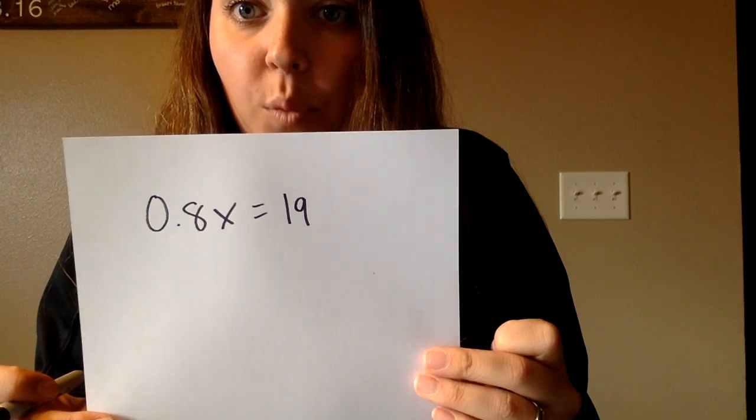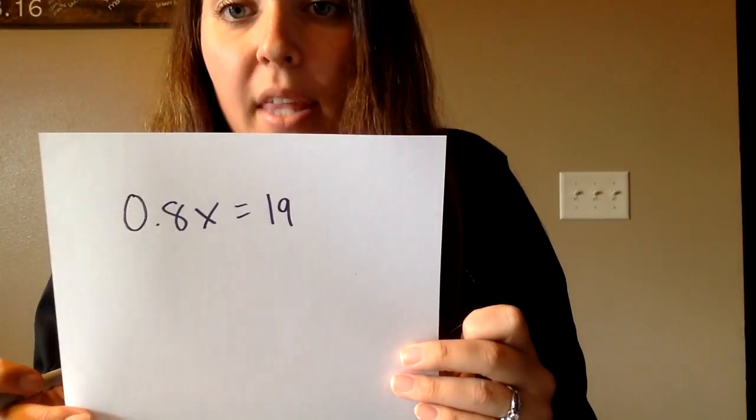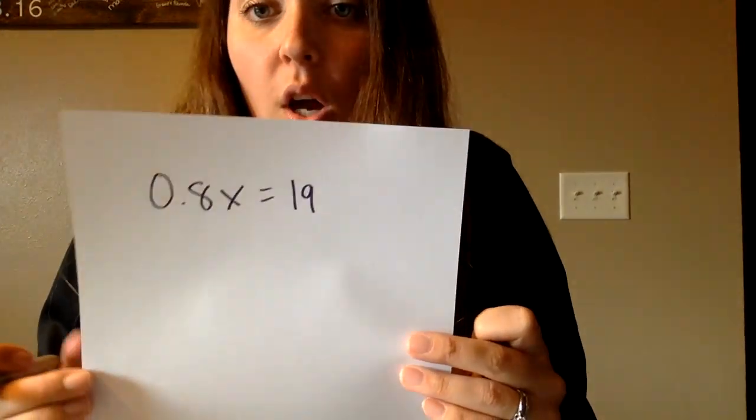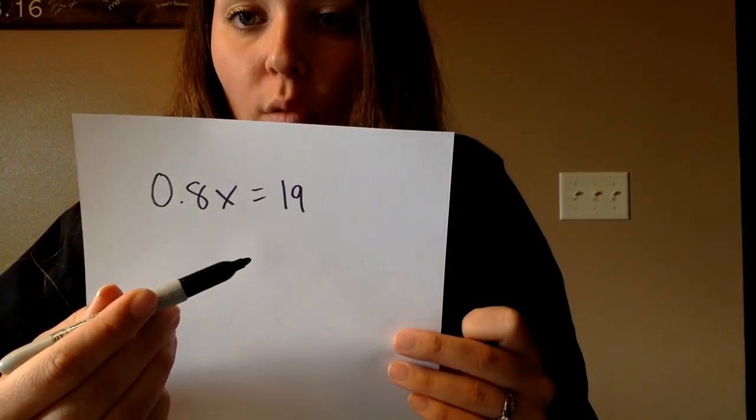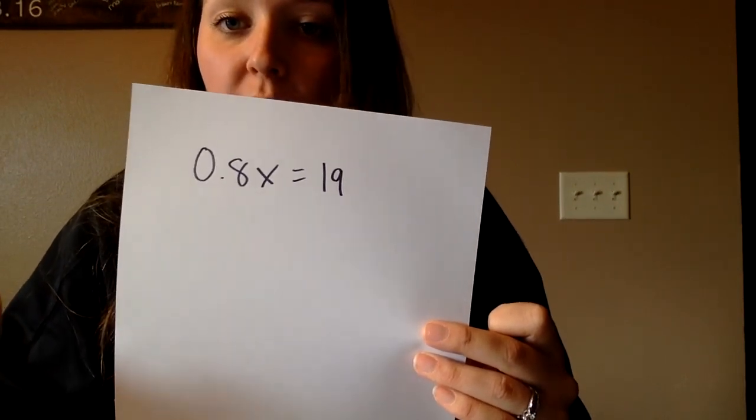Second question, 0.8x. So basically 8/10 of an x is equal to 19. This is our problem. We need to figure out what we can multiply both sides of the equation by that would get rid of that decimal. Now, we can't just move it over 1 on one side of the equation and not the other. So we need to multiply both sides of the equation by 10. Doing so is the same thing as just moving the decimal place over 1.